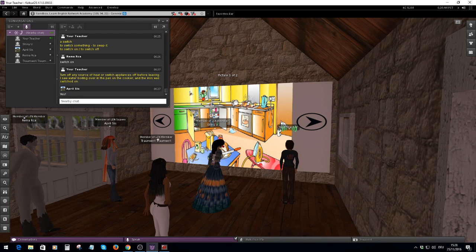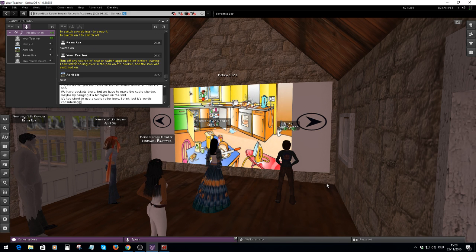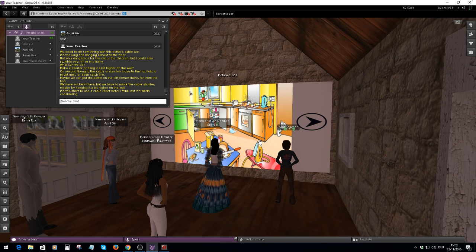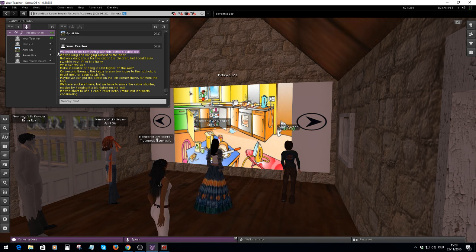Okay, back to April's text. And April's very worried about the kettle. So let's have a look at the text first. We need to do something with this kettle's cable too. Okay, yes, you can say with this kettle's cable. But how would you put it into the more correct form that you're more likely to see in a test?